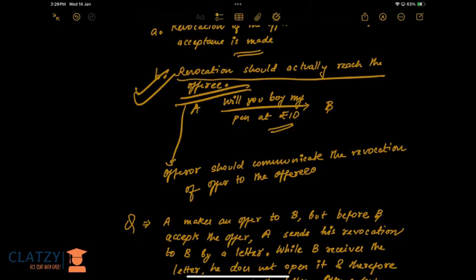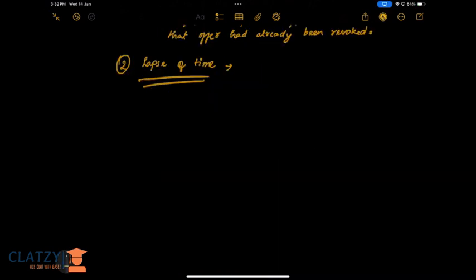All right. So we discussed the first manner in which an offer can lapse, which is revocation of the offer by the offerer. The second point is lapse of time. So the second manner in which an offer can lapse is by way of lapse of time, which means that if the offerer has given a specified or a definite time to the offeree to accept the offer, then the offeree has to accept the offer within that time.